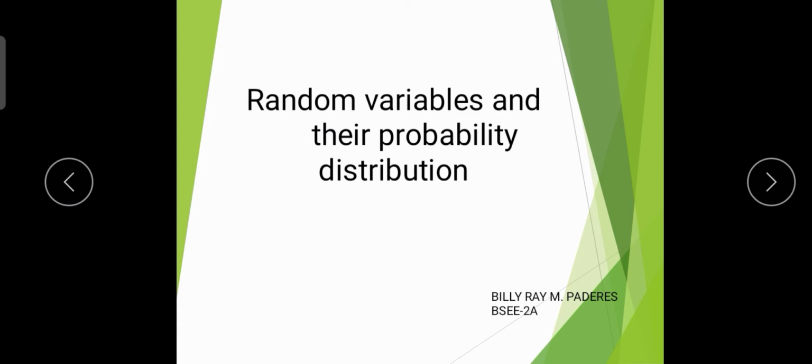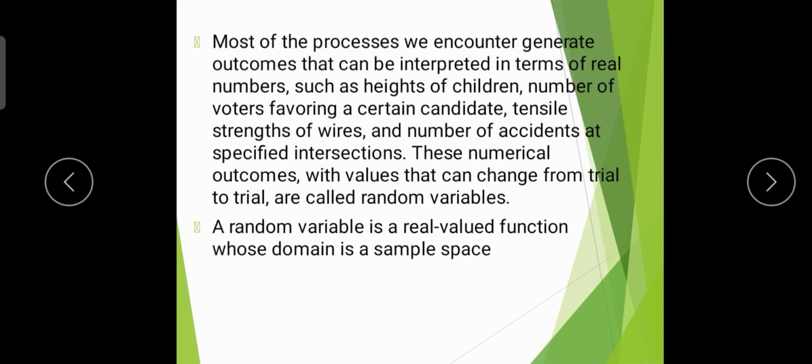Today I will discuss the topic random variables and their probability distribution. Most of the processes we encounter generate outcomes that can be interpreted in terms of real numbers, such as heights of children, number of voters favoring a certain candidate, tensile strength of fibers, and number of accidents at specified intersections. These numerical outcomes with values that can change from trial to trial are called random variables. So, that is the meaning of random variables.